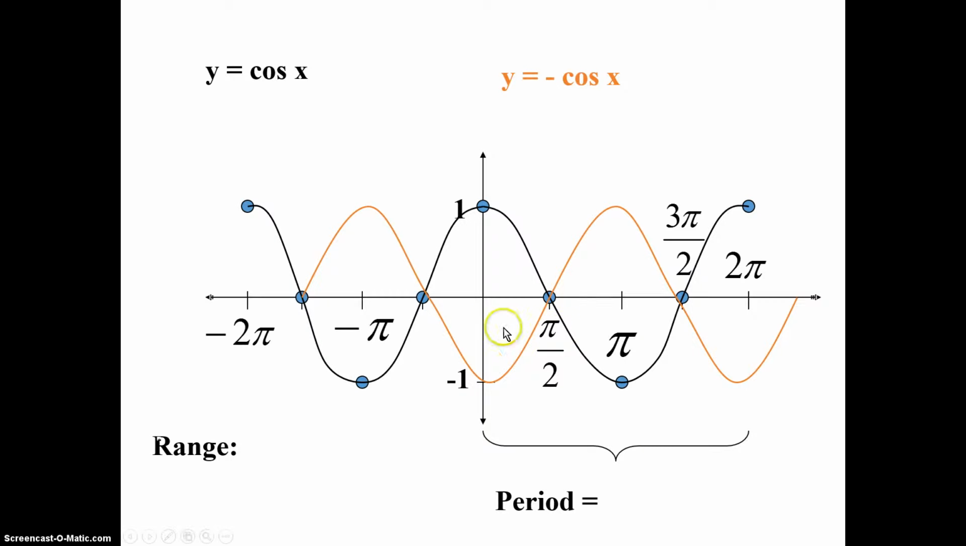Now let's look at the range. Look at the range and tell me. It's living between -1 and +1, because range is the y-axis. So again, cosine shares the same characteristics as sine. The period is 2 pi, and the range is going to be from -1 to +1.